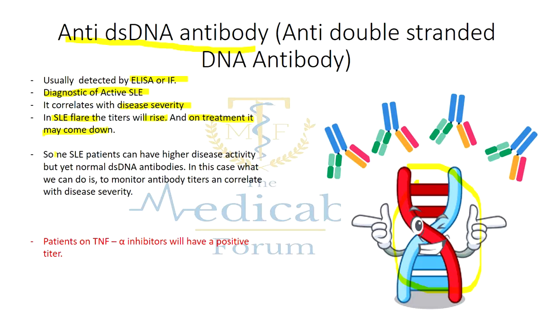Some SLE patients can have a higher disease activity but yet normal double-stranded DNA antibodies. In that case, what we can do is monitor the antibody titers and correlate them with the disease severity, in order to see if at all the dsDNA is correlating. On a side note, patients who are on long-term TNF-alpha inhibitors like infliximab have a positive titer of anti-dsDNA.